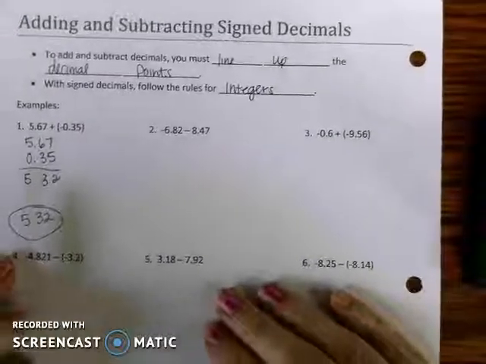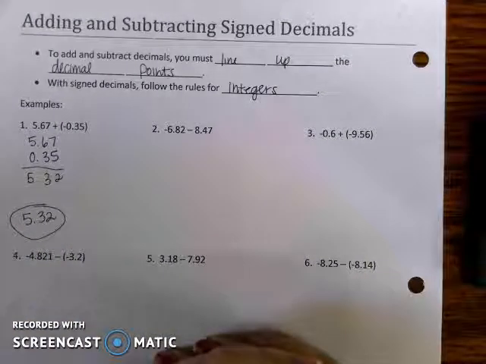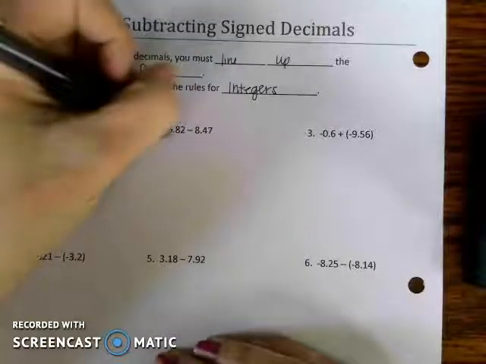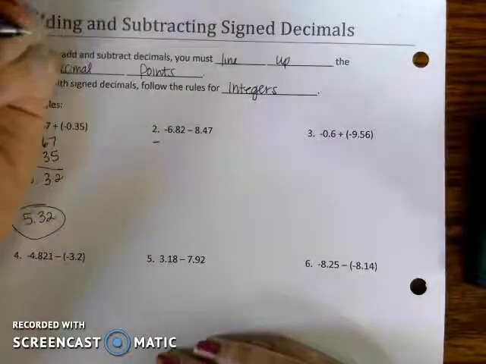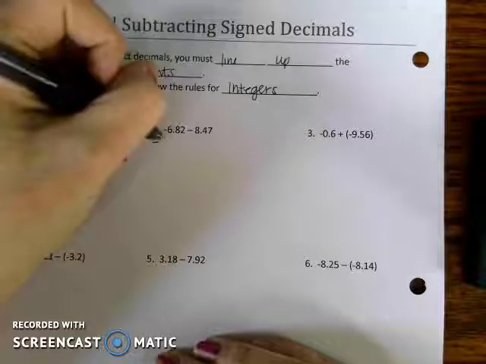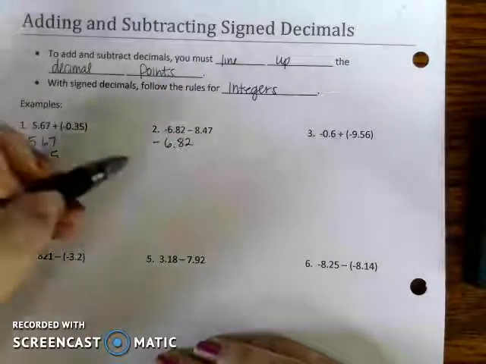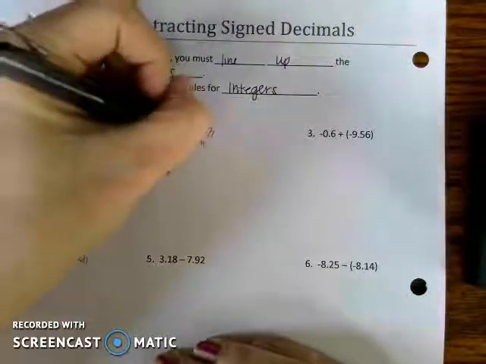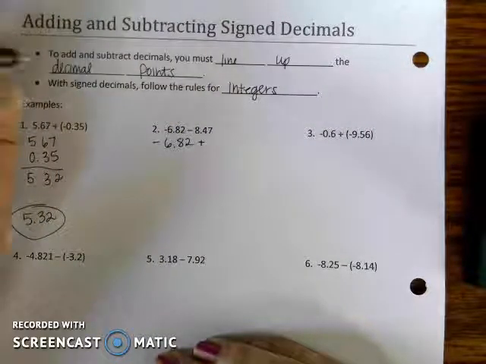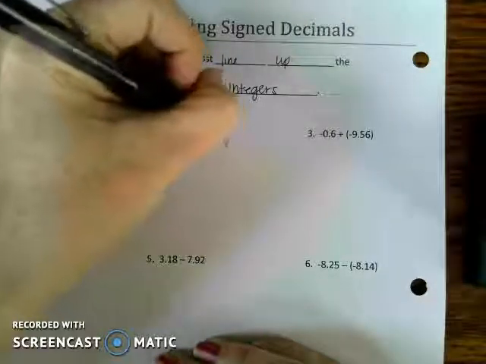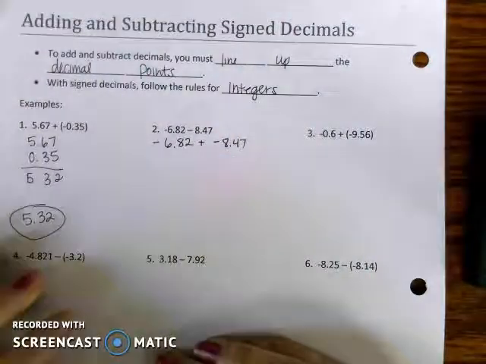All right, number two, so we have negative 6 and 82 hundredths minus 8 and 47 hundredths. So when we are doing this, once again, since this one is subtraction, we need to rewrite it as addition. So I have negative 6 and 82 hundredths. I'm going to do my add a line and change the sign, so I change subtraction to addition, and then I'm going to change my next number to a negative, so negative 8 and 47 hundredths.